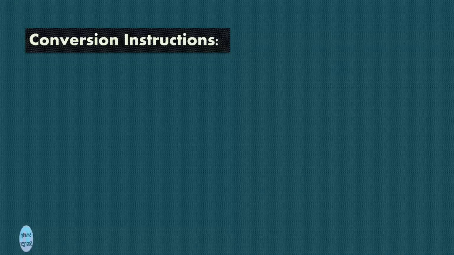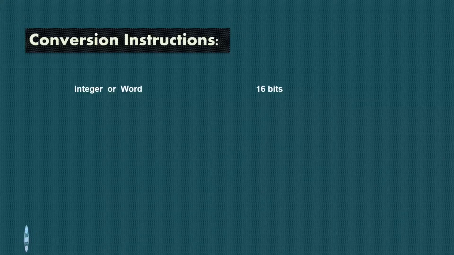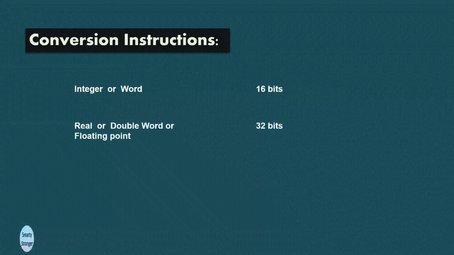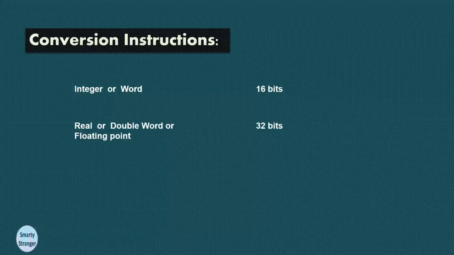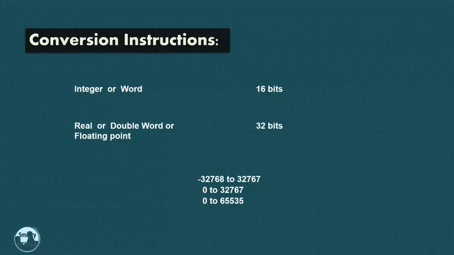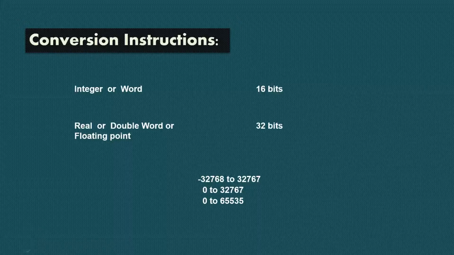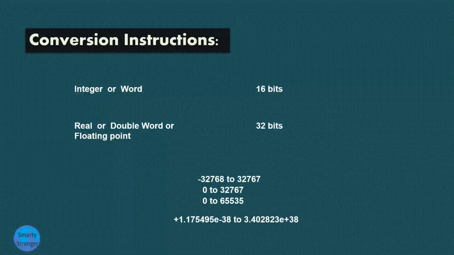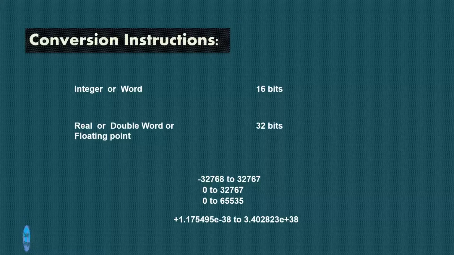In the field you will deal with different types of signals. An integer or word type value has a length of 16 bits. Similarly, real, double integer or floating point signal length is 32 bits. Means values in a PLC will be like minus 32,768 to 32,767, 0 to 32,767, 0 to 65,535, plus 1.175495 times 10 to the power of negative 38 to 3.402823 E plus 38, and etc.